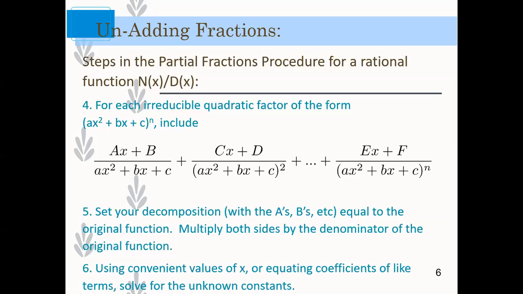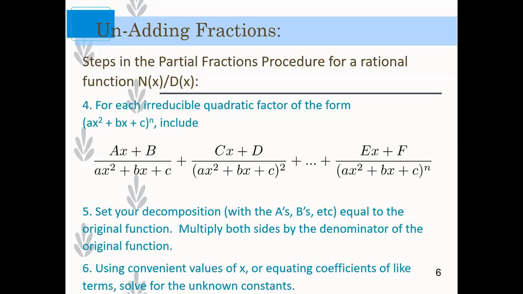I have some stuff written right here. It says, set your decomposition with a's, b's, c's equal to the original function. Multiply both sides by the denominator of the original function. That's the clear denominator thing I've been talking about, which is basically like you re-adding the fractions, if you think about it for a few seconds, yes? Okay, and then what? Using convenient values of x or equating coefficients of like terms, solve for the unknown constants. That is the entire strategy.